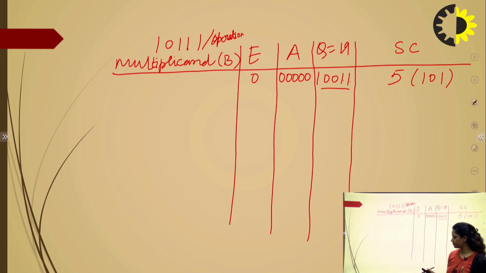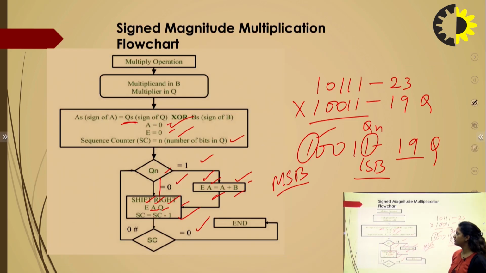So the very first step we have done. The very first step for multiplication is that we take the multiplicand as variable B, and then we take Q to be the multiplier, that is 19 and 23, and then initialize all the variables, A to be 0, E to be 0, and then Q to be the binary value of 19, and B the value 23, the binary equivalent of that.